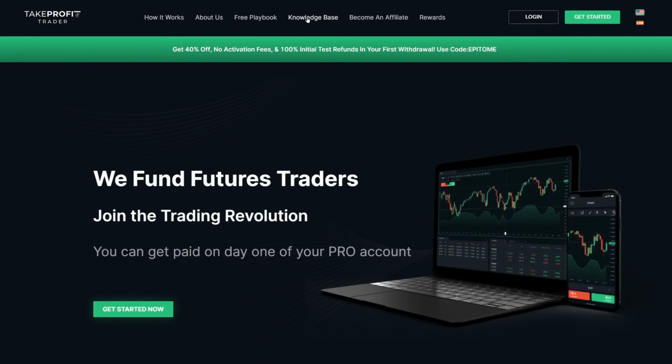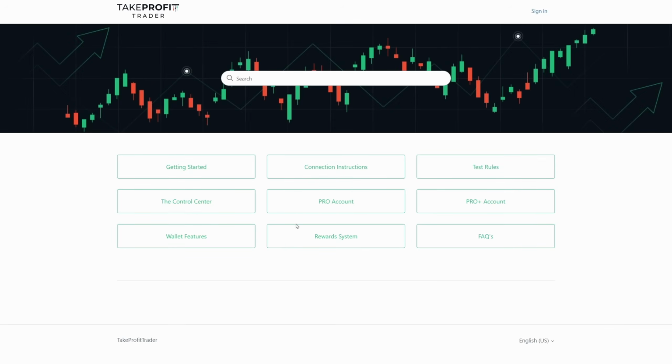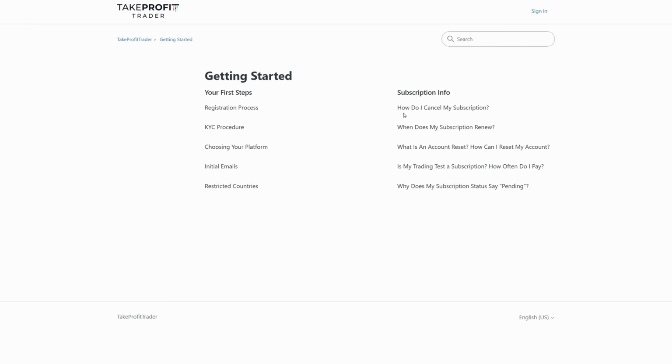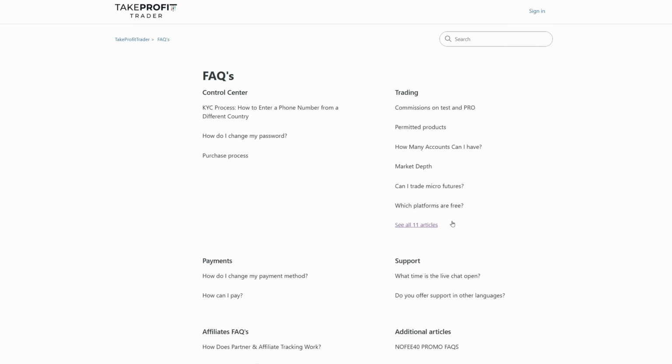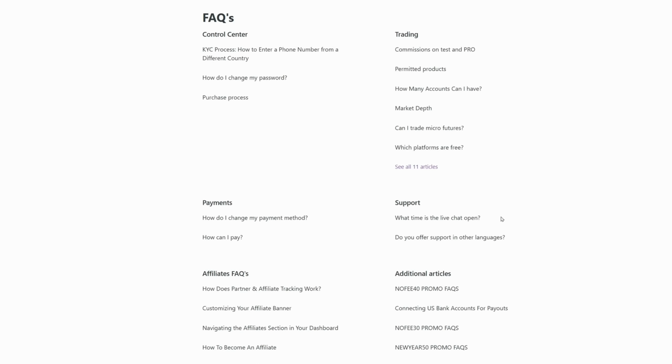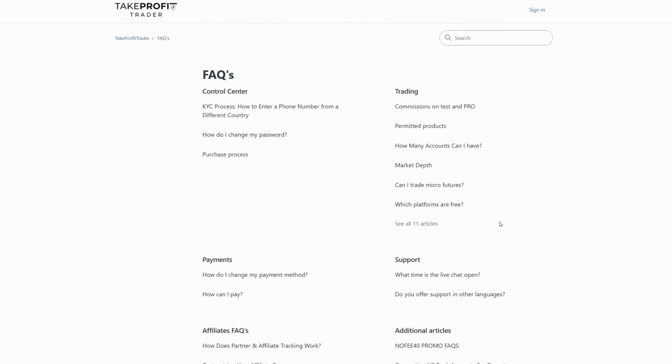Before I show you where the hidden rule is actually at, if we come right up here where it says knowledge base and we scroll on down, we say, all right, is there anything about copy trading? Well, let's see, getting started. Yep, I don't see anything in here about copy trading. Well, what about FAQ? We go over to the FAQ real quick, and as I'm scrolling through this, I still do not see anything about copy trading in here.